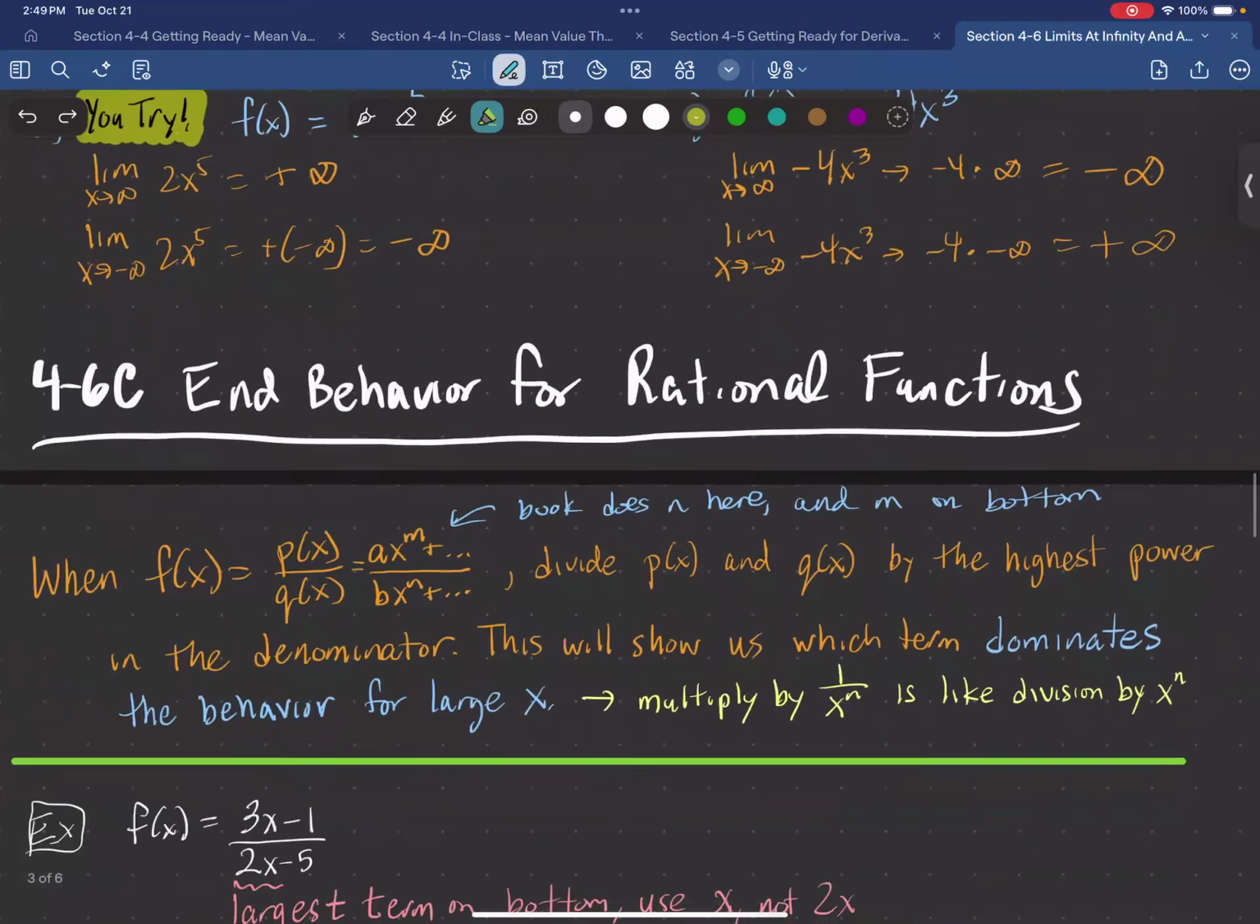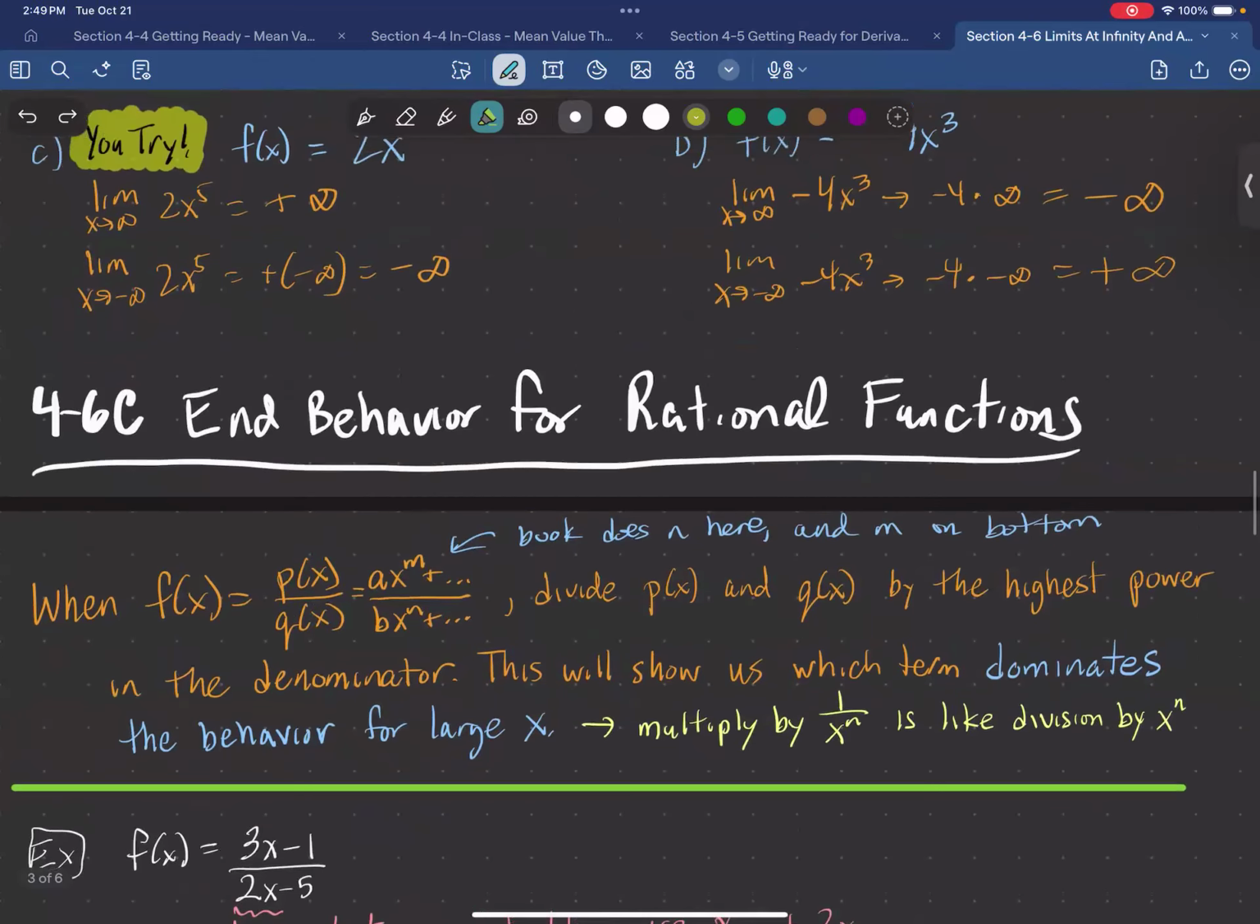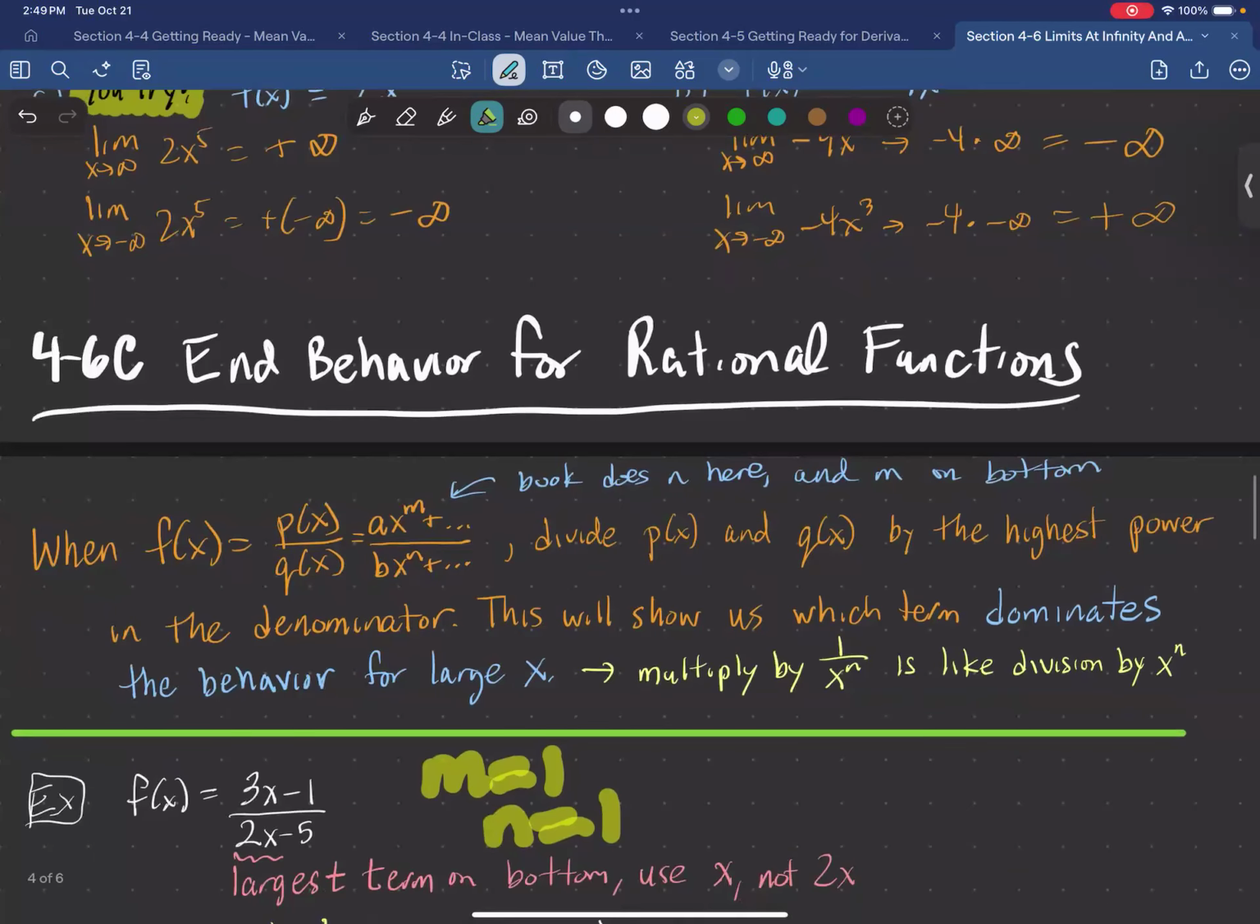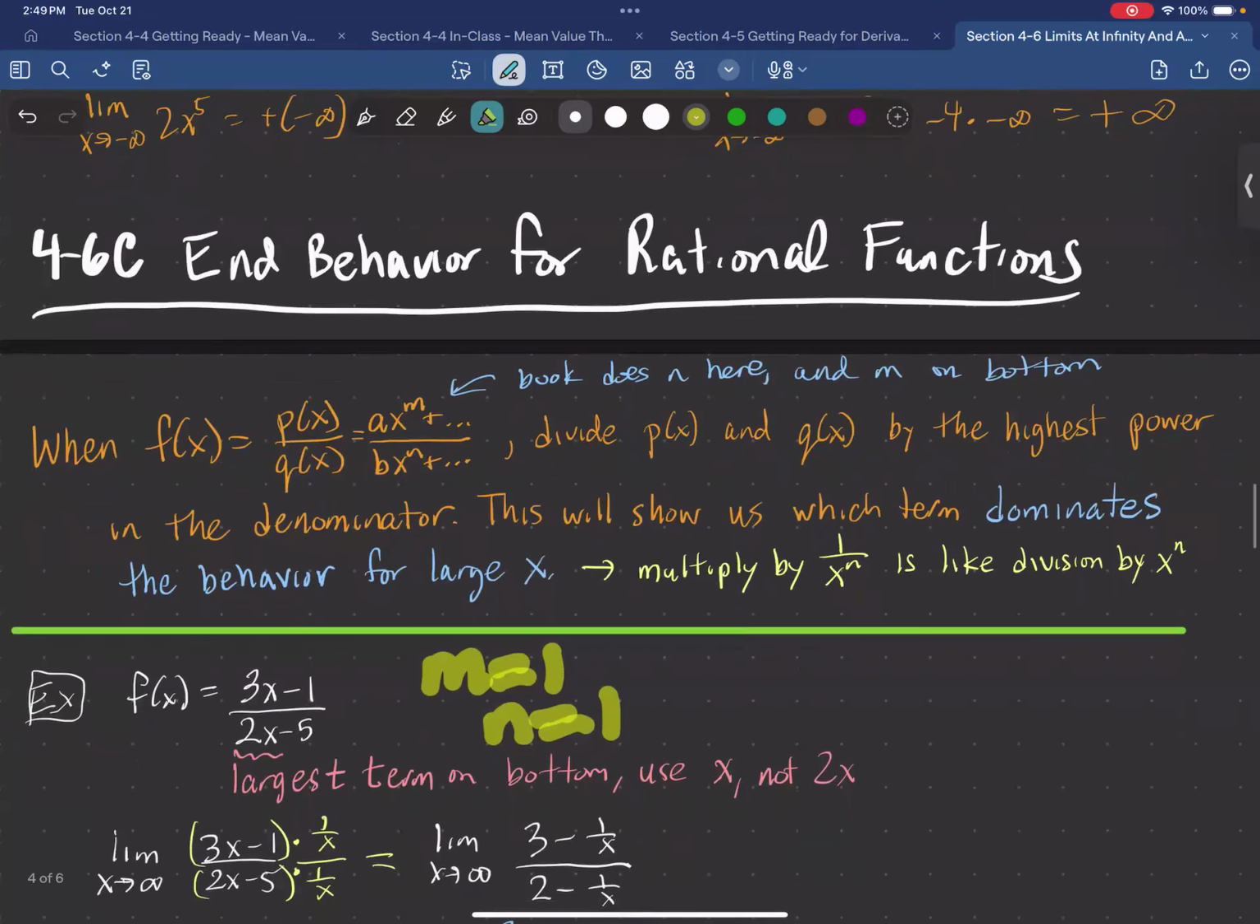We're going to look at a couple setups. Let's start off with f of x equals 3x minus 1 over 2x minus 5. We can see m on top is 1, n on bottom is 1. The largest term on bottom is 2x, but we're going to use x, not 2x. We're going to multiply by 1 over x, and now we're going to start writing in the limits. Remember, keep writing limits down until you actually take the limit.